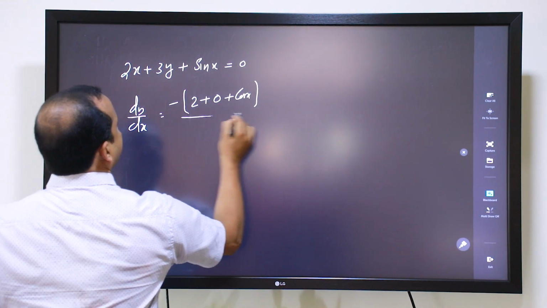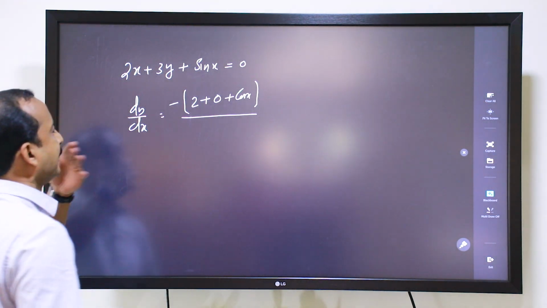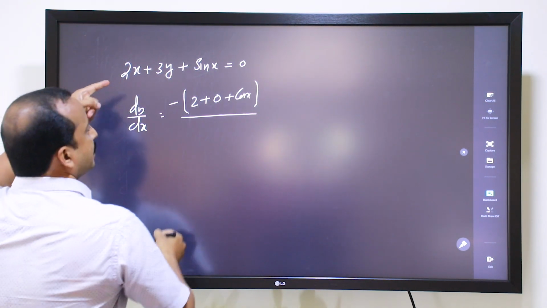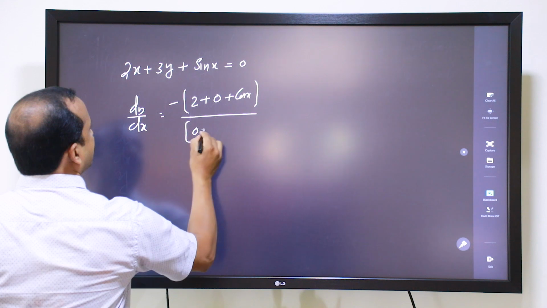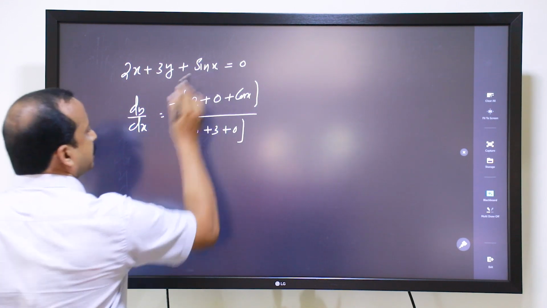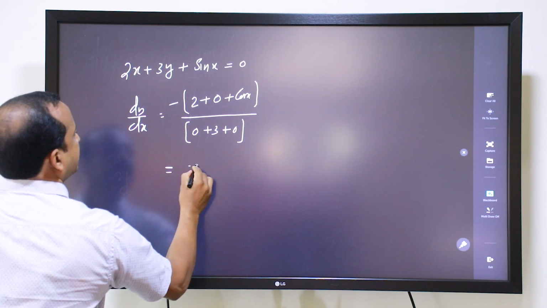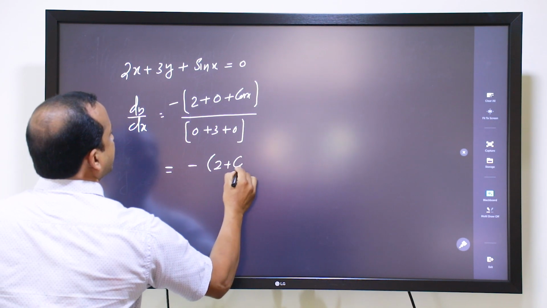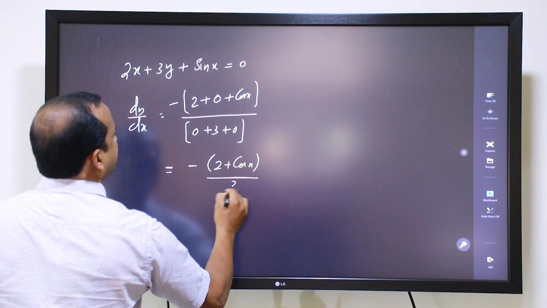The whole divided by the derivative with respect to y. At that time x is a constant, the first term becomes 0, plus 3 into 1, plus sin x is also 0 because it's a term containing x. That is equal to, we get the answer minus of 2 plus cos x the whole divided by 3.